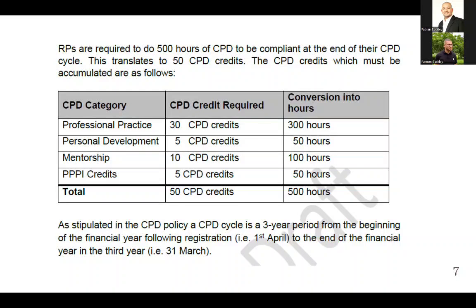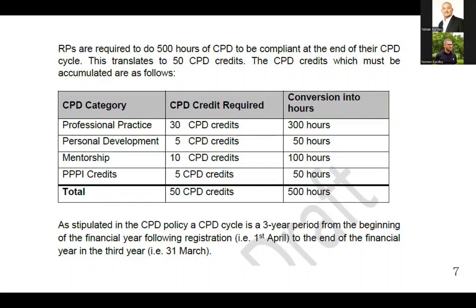The CPD credits, which must be accumulated, are as follows. For your first category, which is professional practice, your CPD credit required there is 30 CPD credits or 300 hours. This is the bulk because this is obviously where you need to prove that you are practicing in the actual field of construction, health, and safety. Then personal development, the next category, is 5 CPD credits or 50 hours, which is also very minimal.